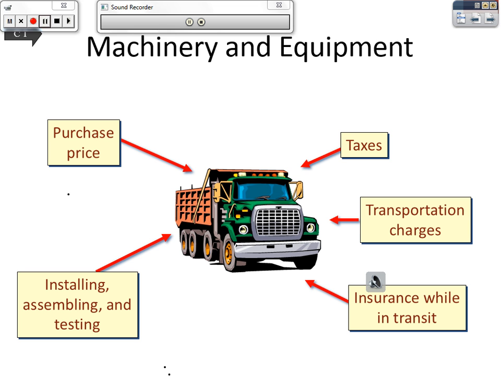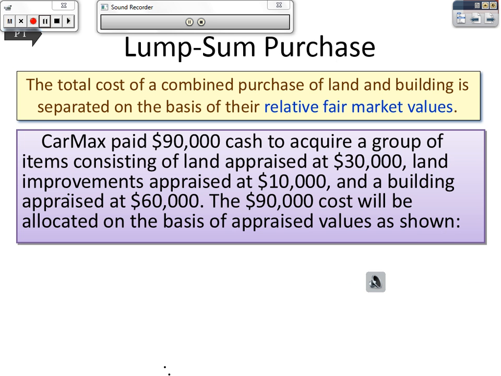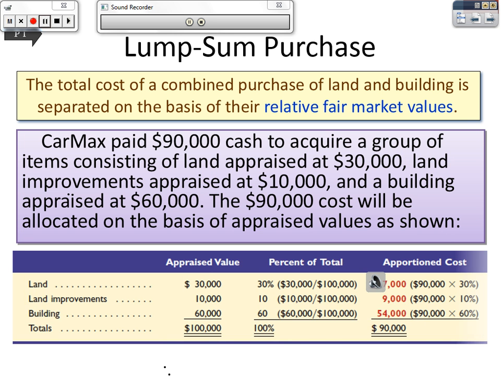The reason for that is you could purchase the equipment down the street, it could drop off the truck somewhere within the shipment, and if you don't have insurance on it, what happens? You just wasted money. So, lump sum purchase. What do we mean by lump sum purchase? A purchase that you pay all at once.